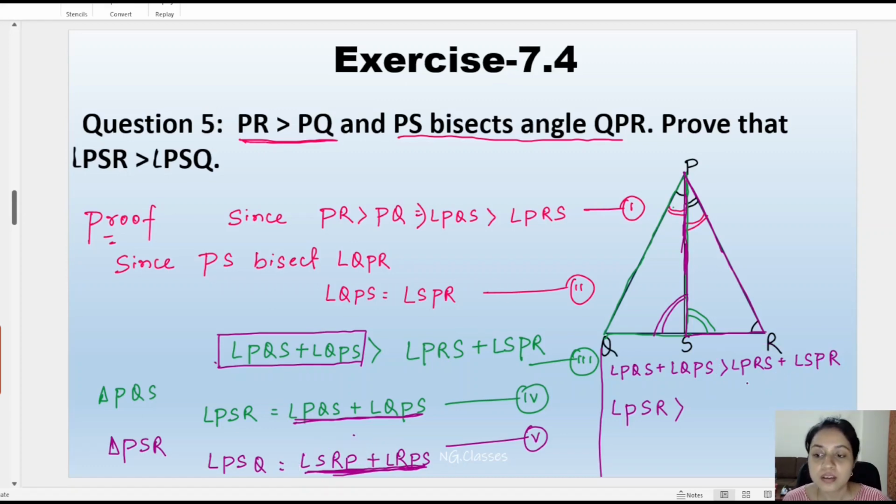So here we will use equation 5 and write angle PSQ. And now see carefully, we wanted to prove this only. That is, angle PSR is greater than angle PSQ. And hence we are done with our proof. I hope the whole concept on triangle is clear to you. Stay tuned for the next video. Thank you.